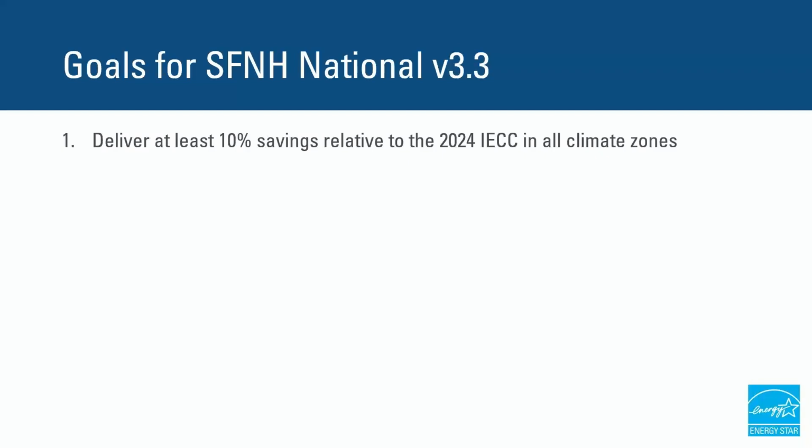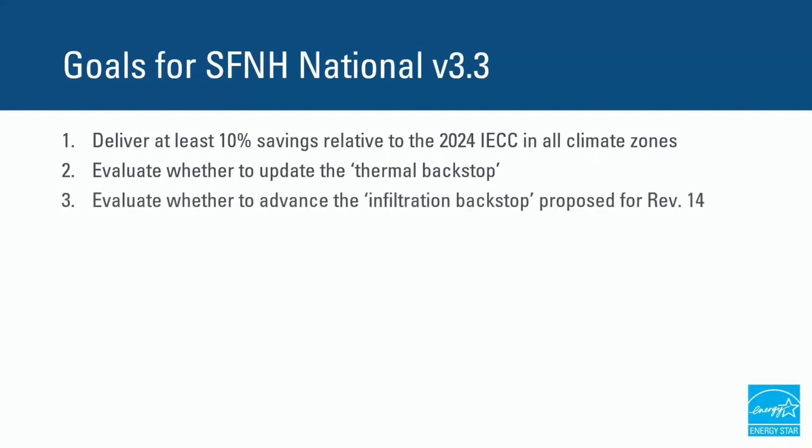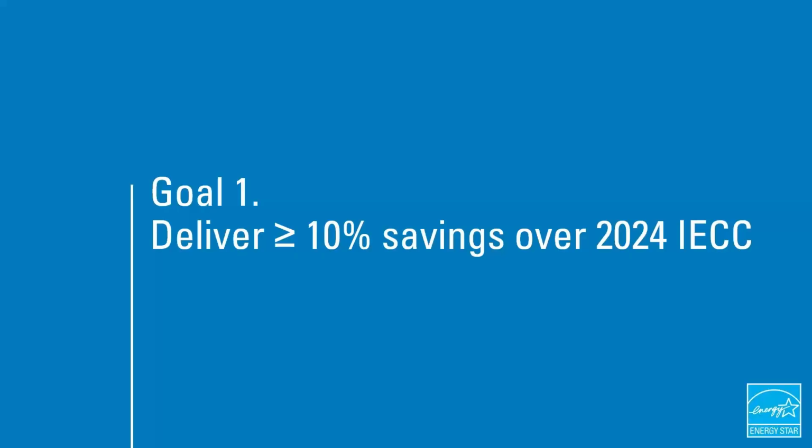So that brings us to our primary goals for this new version, which are threefold. As we've already mentioned, the foremost goal is to continue to deliver at least 10% savings in homes that are certified to this new version relative to a home built to the 2024 IECC in all climate zones. Secondly, we want to evaluate whether to update the thermal backstop used in the current version. And finally, we wanted to evaluate whether to advance the infiltration backstop that we've separately proposed as part of revision 14. So let's walk through these one by one.